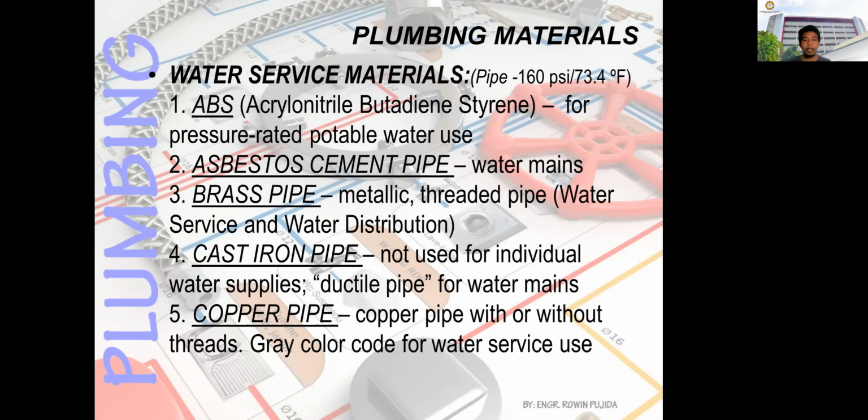And then number 3, you have the brass pipe. This is a metallic and threaded pipe, and this is usually used in water services and water distribution. And then you have also the cast iron pipe, not used for individual water supplies, and ductile pipe for water main. And then number 5, you have the copper pipe, with or without threads, and this is gray in color for water service use.